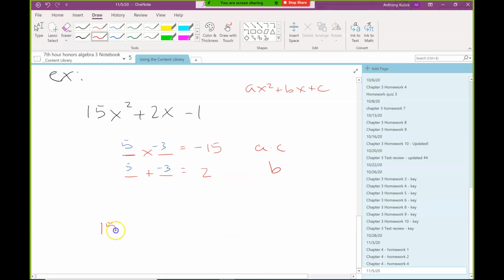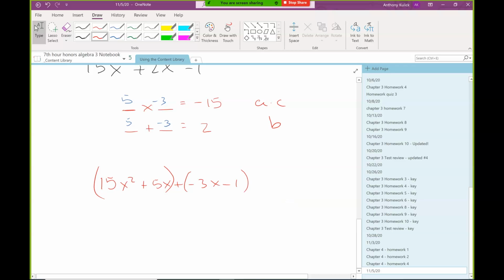Once we have that, we can rewrite the 2x as 5x minus 3x, but instead of writing minus 3x, I wrote plus a negative, because I need to have a plus sign in between those two groups that I make there. You get what I mean now about making it plus a negative instead of subtraction?